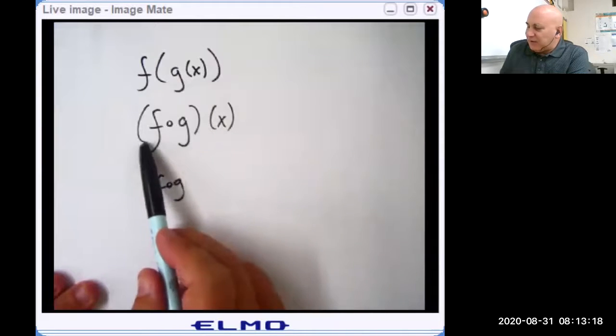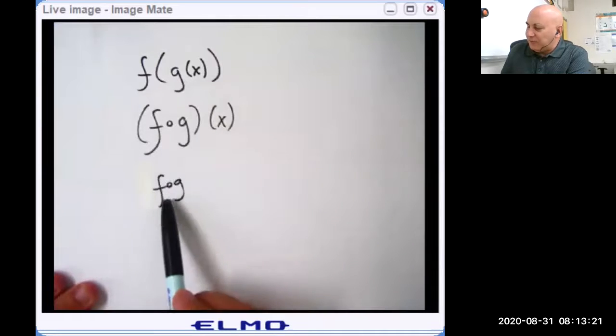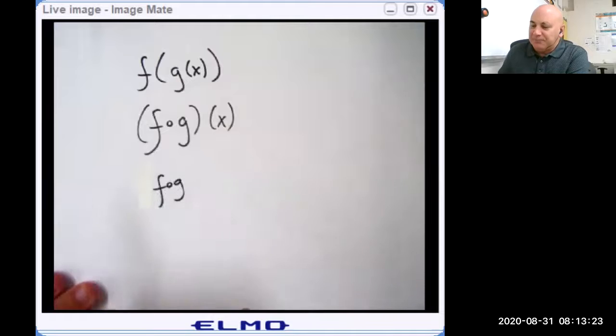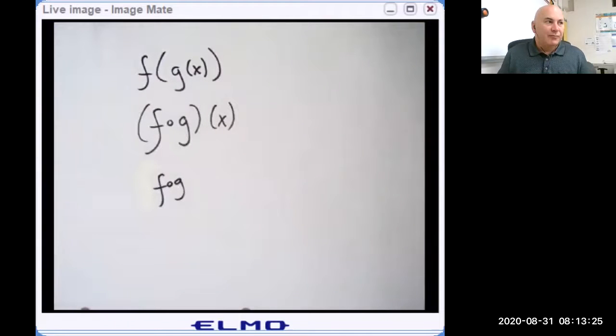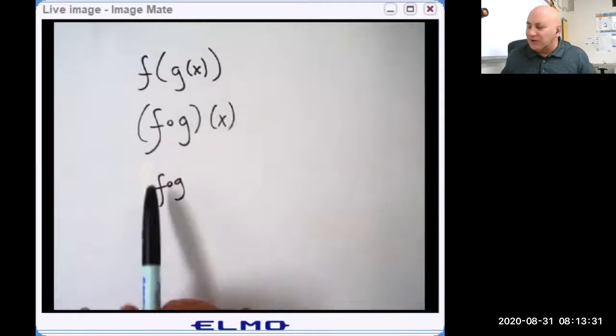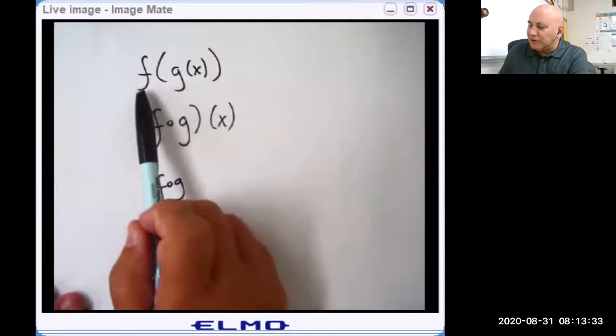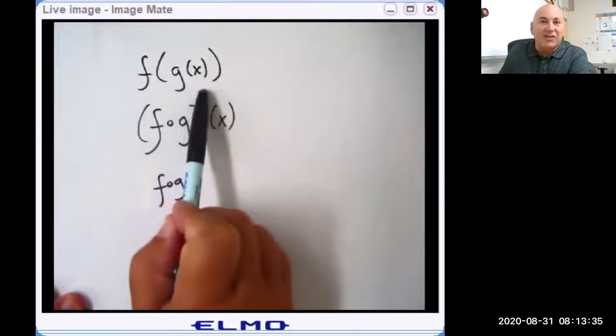Some people just take this whole expression and simplify it as f of g. I'm not going to spend a lot of time trying to trick you on things like this. I will pretty much always write things this way.